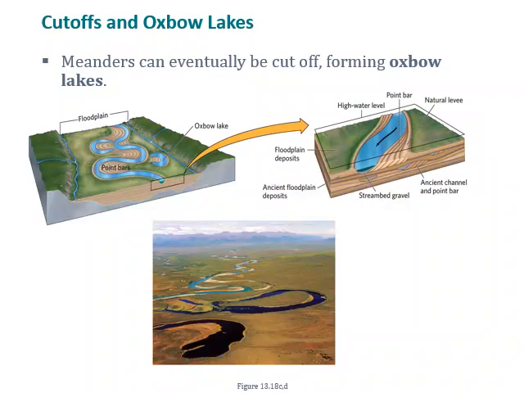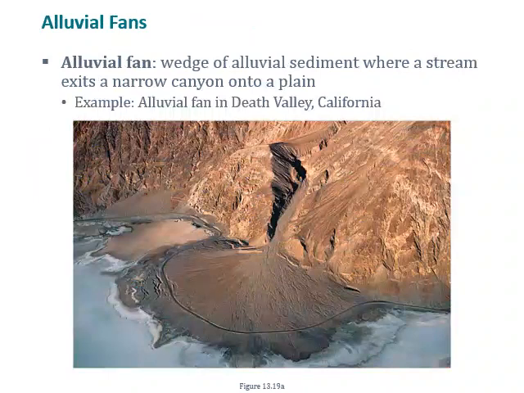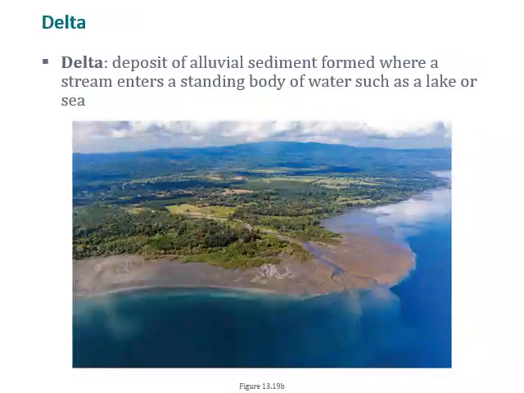Alluvial fans are wedges of alluvial sediment where a stream exits a narrow canyon onto a plain. This alluvial fan is present in Death Valley, California. Deltas are deposits of alluvial sediment formed where a stream enters a standing body of water, such as a lake, sea, or ocean. They often form triangular or fan shapes, similar to alluvial fans.